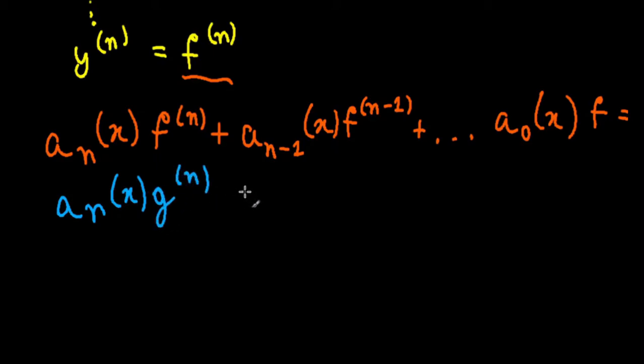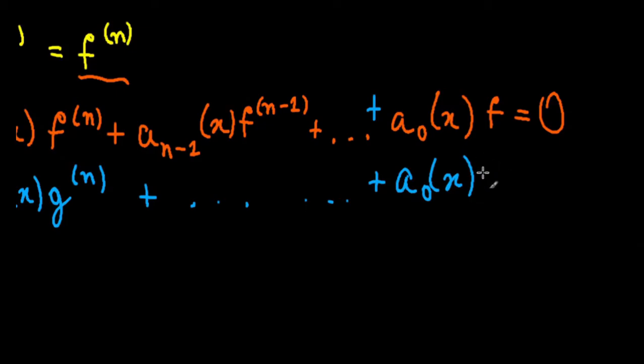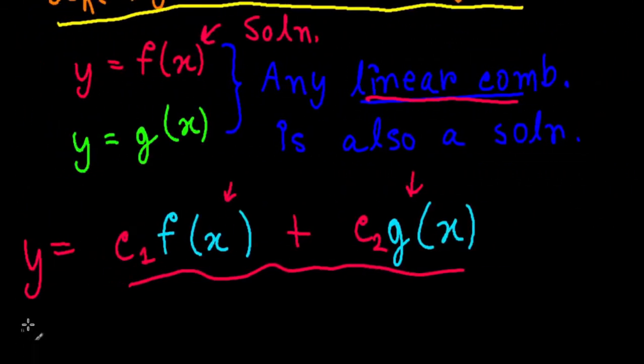So g to the nth derivative plus all that, and you have your plus right here, and the zeroth derivative, or just g itself. Okay, so this is also going to be true. For g, g also satisfies this equation right here.